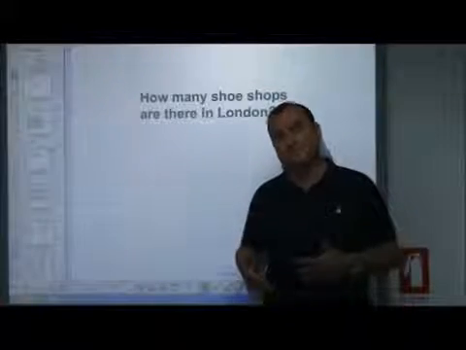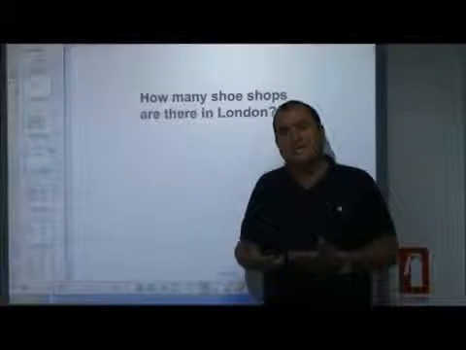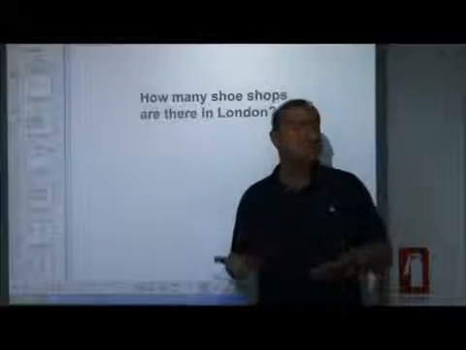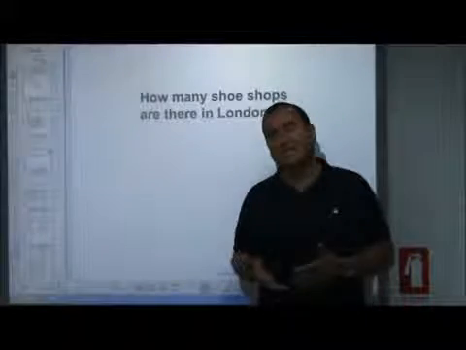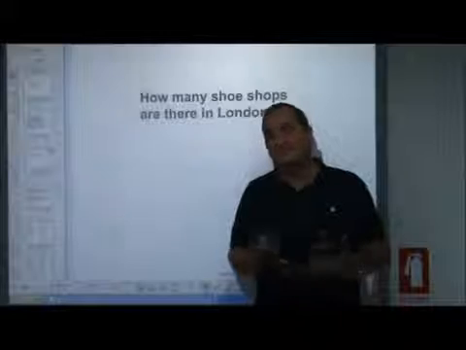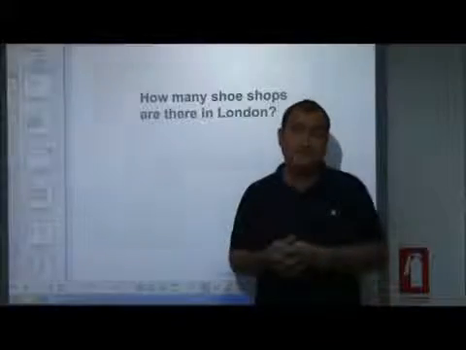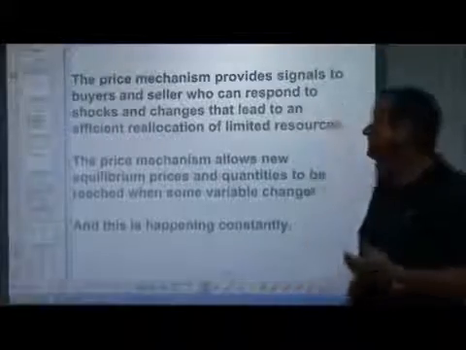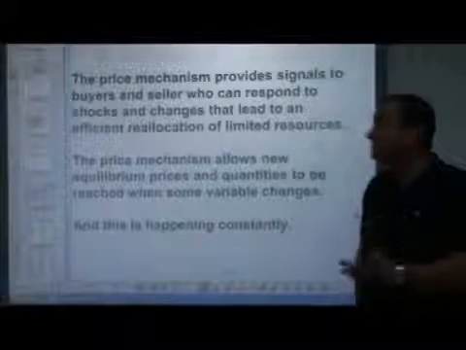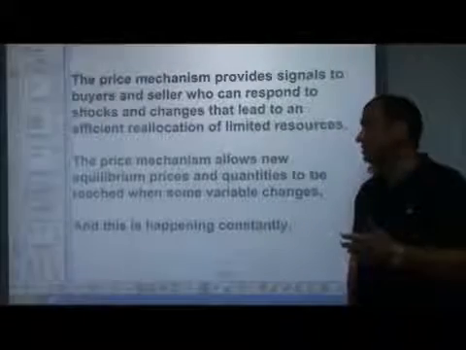And it was the demand for shoes, interacting with the suppliers of shoes, which took the market to an equilibrium position such that there were 4,000 shoe shops in London. That might rise, that might fall, according to changes in demand and supply. But the figure, whatever it is, say 4,000, that was reached, was a product of the price mechanism. So, the price mechanism provides signals to buyers and sellers who can respond to shocks and changes that lead to an efficient reallocation of limited resources.